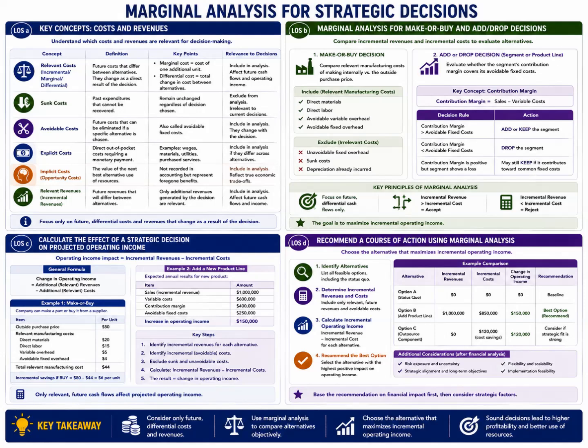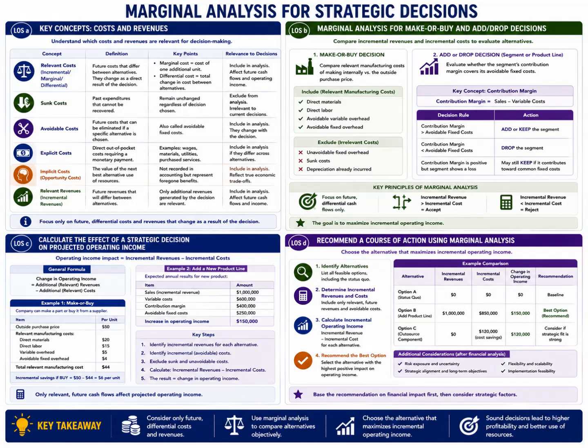Relevant costs, incremental, marginal, or differential costs, are future costs that differ between decision alternatives. Only costs that change as a direct result of a decision should be considered in analysis. Marginal cost refers to the cost of producing one additional unit, while differential cost represents the total change in cost between alternatives. Relevant revenues are future revenues that will differ across options and must be included in decision-making.